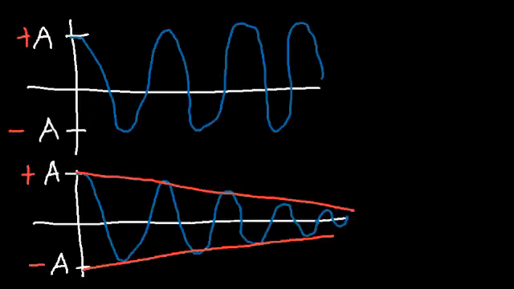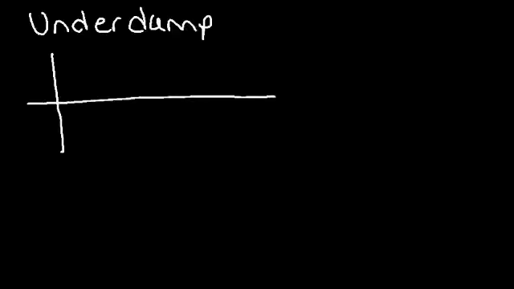Now there's 3 different types of damping that you need to be familiar with. There's over-damped, under-damped, and critically damped. When the system is under-damped, the object will make a few swings before it comes to rest. So it's going to make a few cycles, and eventually it's going to become zero.